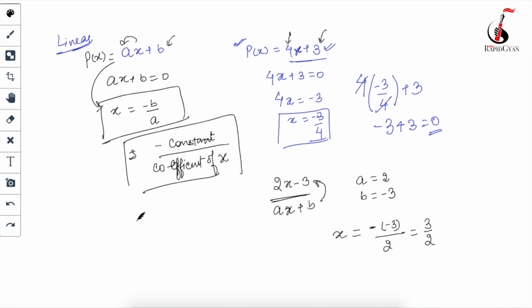For example, suppose there is another polynomial I am taking, minus 2x minus 3. In this case, the value of a is minus 2 and the value of b is minus 3. So what will be your answer? Your answer will be minus of minus 3 divided by minus 2, which is equal to minus 3 upon 2. That's your answer. So in this way we find the zero of a linear polynomial. Hope you guys understand. So this is the relationship between the zeros and the coefficients.